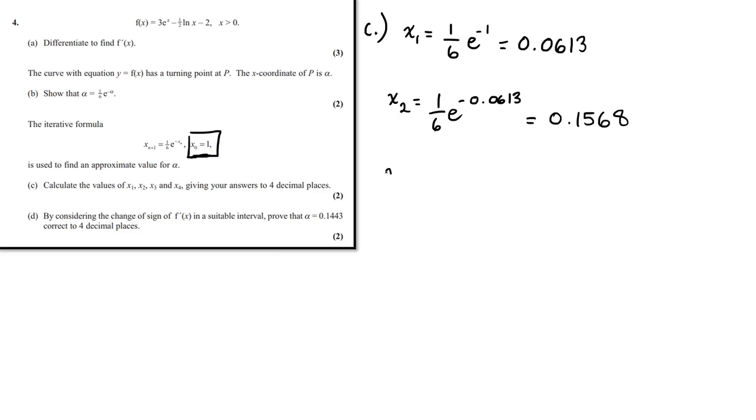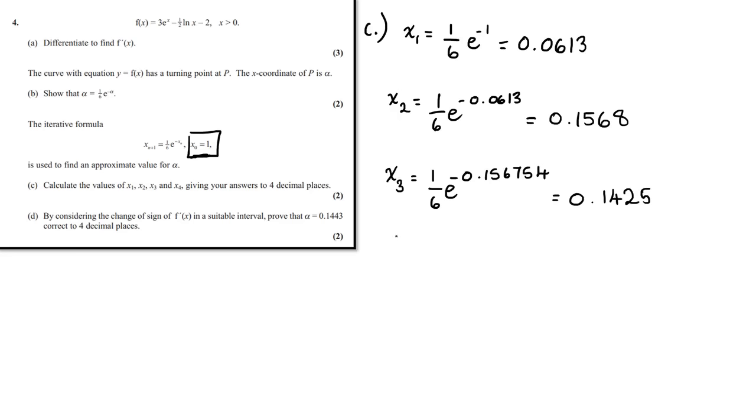Now for x3, like we just said, we use the previous value of x2. So that's going to be 1 over 6 e to the minus of this value, but we want to use as much accuracy as we can. So what we got here is minus 0.156754 there. Okay, so notice we did round this to 0.1568, but when we then plug that into x3, we use as much accuracy as we can. And what we get here to 4 decimal places is 0.1425 there.